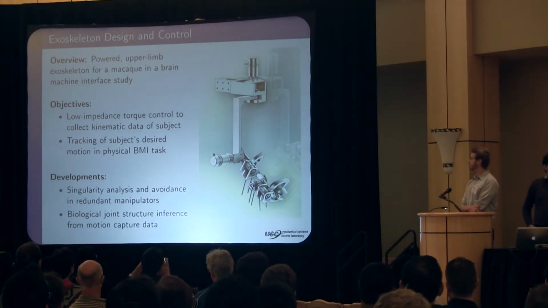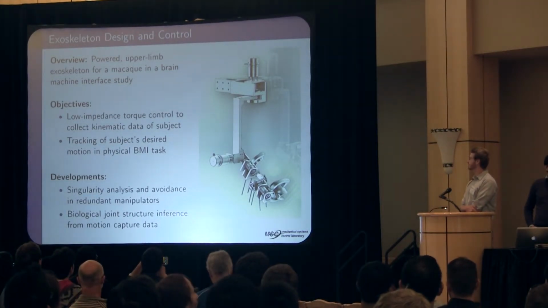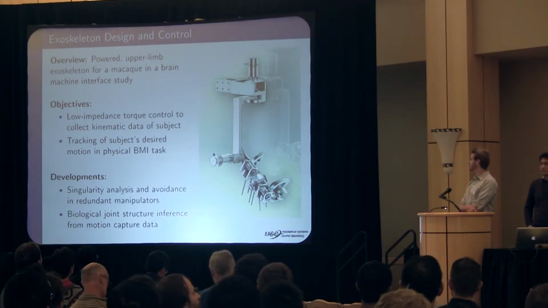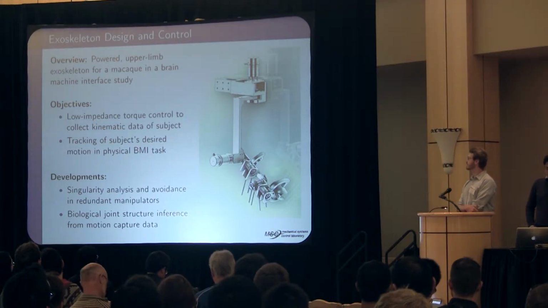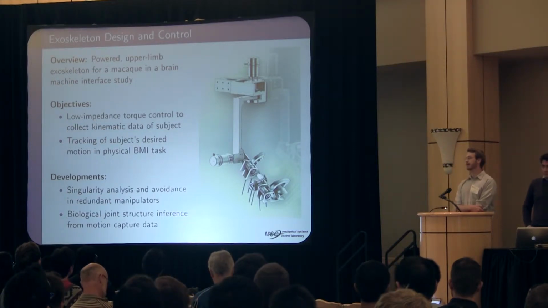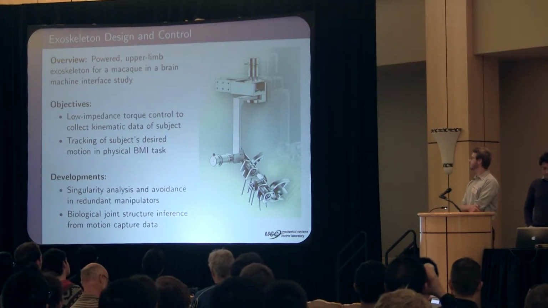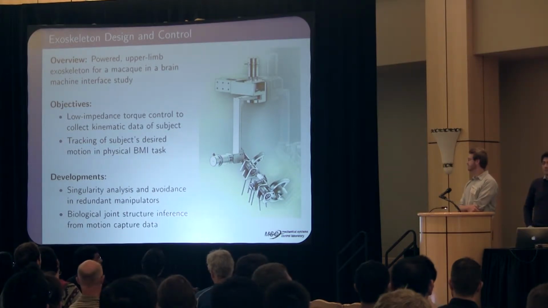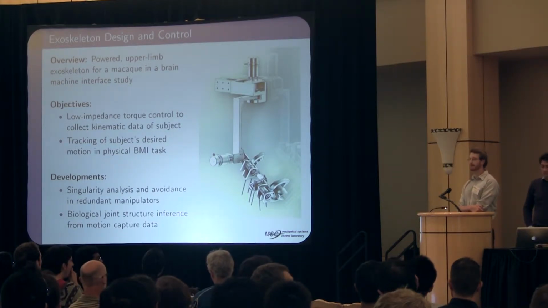So the objectives of the project on our side are to provide low impedance torque control for data collection to train the decoder, and then tracking of the inferred desired motion in a physical BMI task. On the poster, myself and Junkai will present some work we did on singularity analysis and avoidance in redundant manipulators, and then inference of biological joint structure from motion capture data.